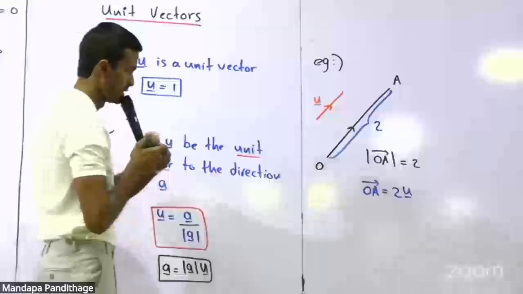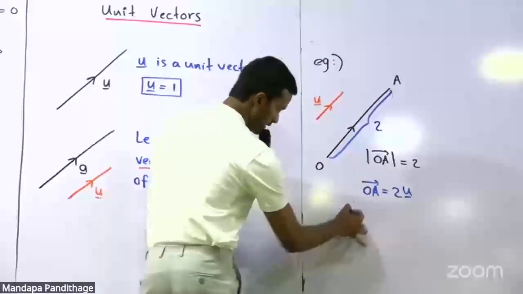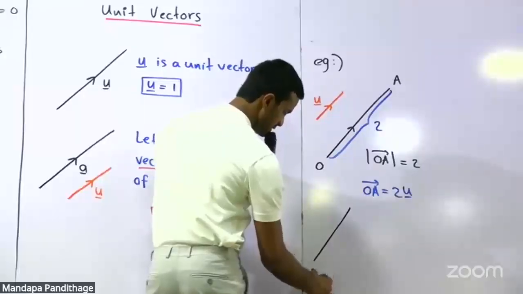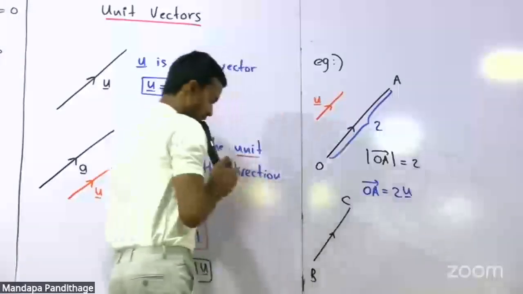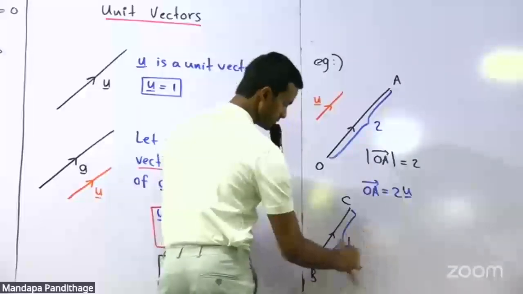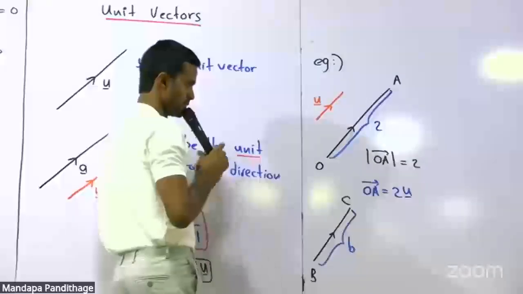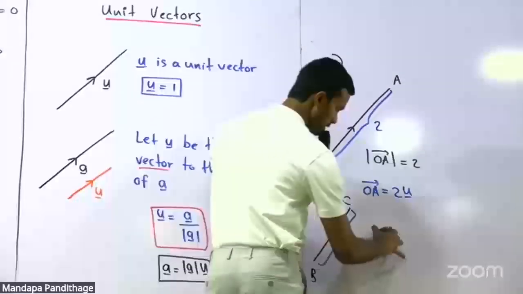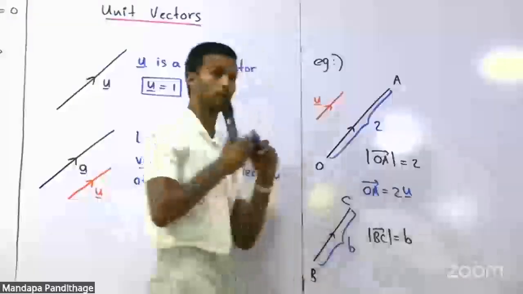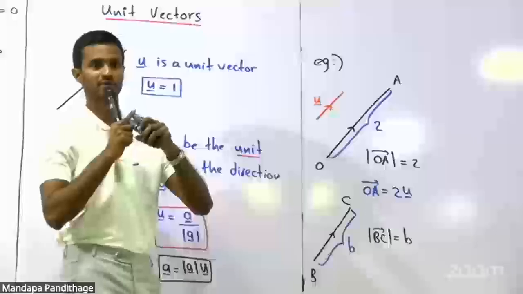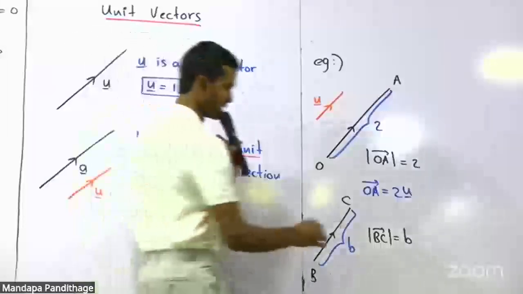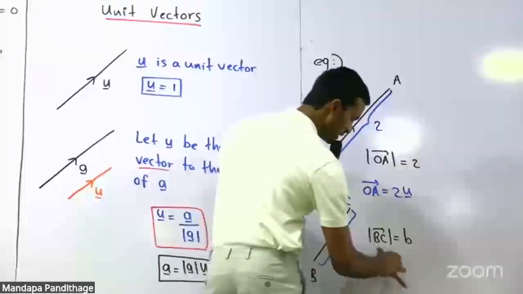Okay, in that case, tell me, same thing. I have another vector, let's say BC. The length of this line segment is equal to B. So the magnitude of vector BC is equal to B. Okay, now tell me, everyone. Look at the board. Everyone should answer this. How can we write this vector BC?